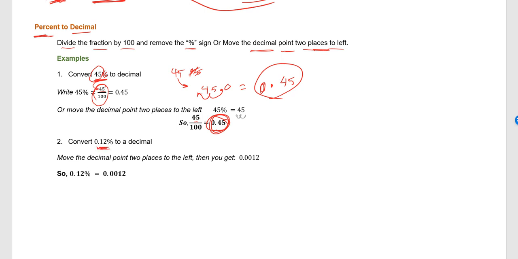0.12%. Again, the most straightforward way is to move the decimal point 2 places to the left, right? So we have 0.12. If I move the decimal point 2 places to the left, I get 0 and 0, and then the decimal point, right? So I get the decimal point and then 0, 0, 1, 2, but I need a 0 before the decimal point because that is how a decimal should be written. So my final answer is 0.0012. Okay?